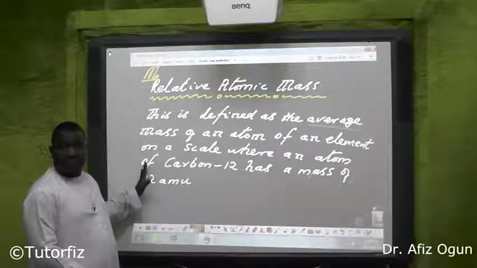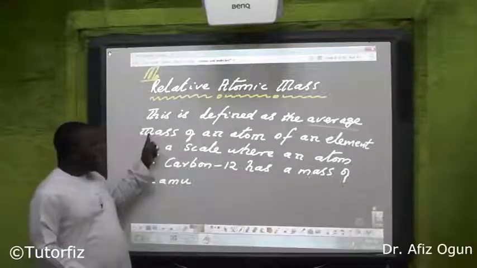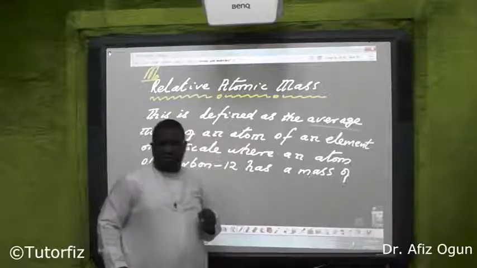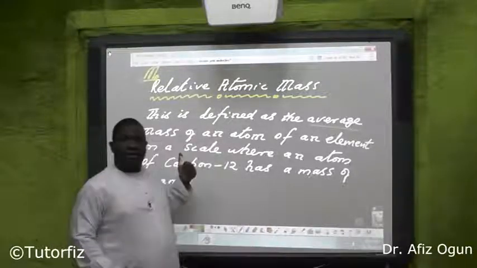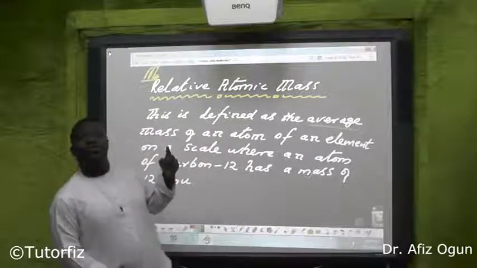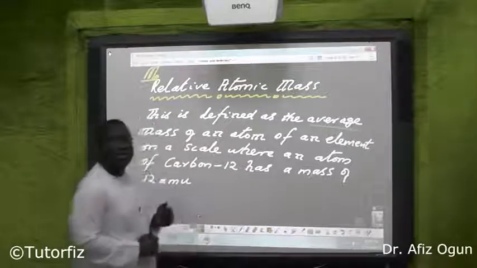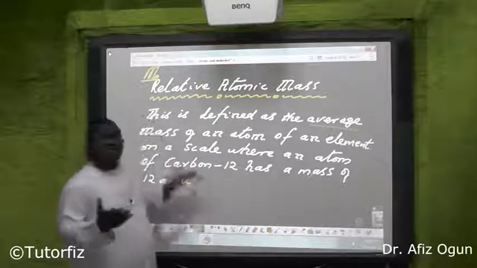Okay, you understand what we are saying now? So on that scale, the average is very important, mass of an atom of that element on that scale. And what scale? The scale where an atom of carbon-12 measures what? 12 atomic mass unit. Same thing with a molecule, almost the same definition.